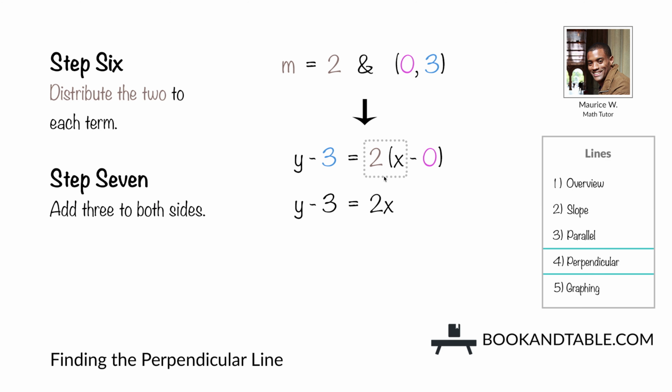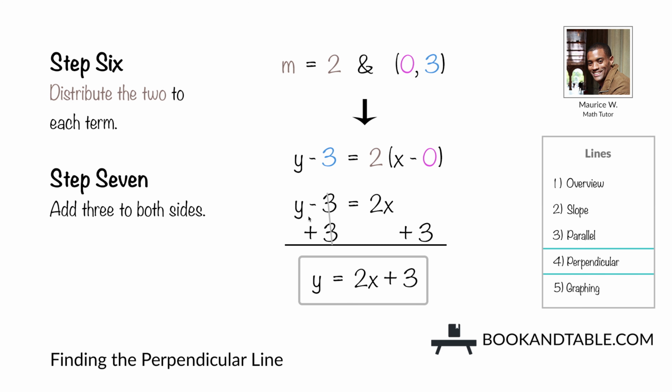So step 6, distribute the 2 to the x and the 0. 2 times 0 is 0, so we won't need to do that. 2 times x is 2x. To isolate y, we want to add 3 to both sides. So we wind up with y is equal to 2x plus 3.